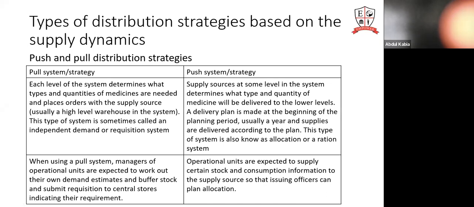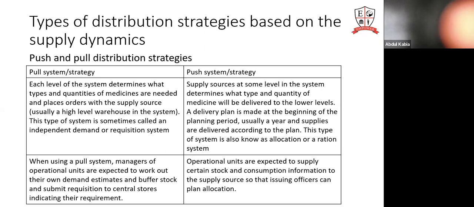So there are certain distribution strategies or systems you need to look at. Talk about the push and pull distribution strategy. Which one? Or am I going to a mix of the two? If you decide to use a pull system, each level will determine the type, the quantity, and they place the order. So we can also call them independent demand or acquisition system.